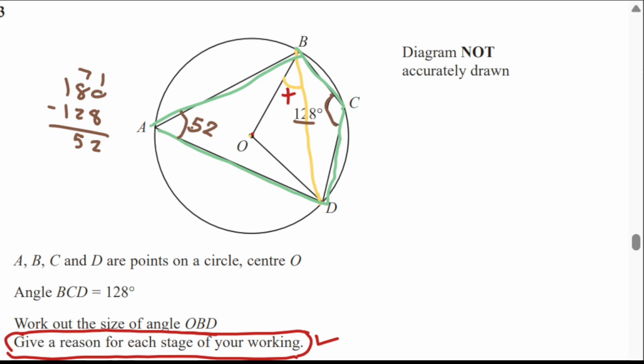Now, the central angle is double the angle in the circumference. So if this is 52, this is 104. You will also mention the central angle theorem.